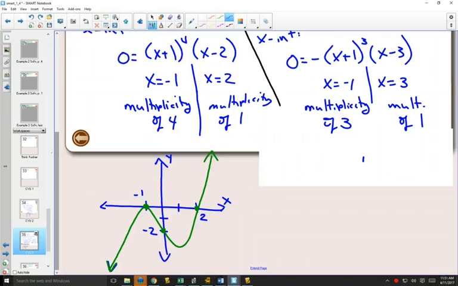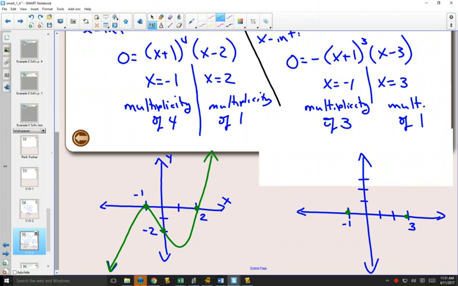So what does this mean for a graph? Well, we can place all of our values on there. We need to have a -1 and a 3, so I'm going to make sure I label those. Those are my two x-intercepts. I know that at +3, I have my y-intercept.